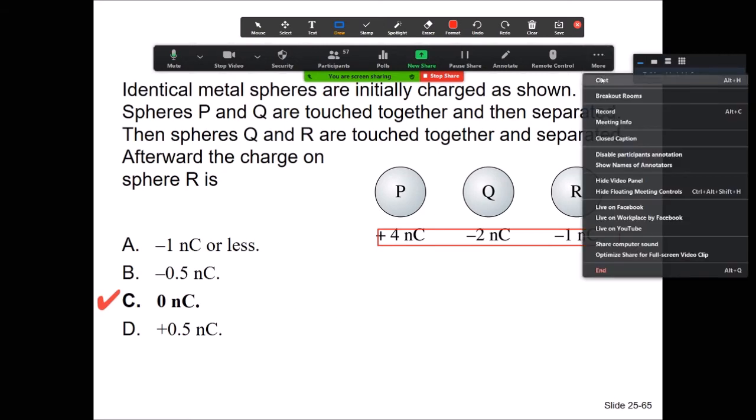So, can't destroy charge, can't create charge, unless you're God, but God doesn't really do that because he doesn't want to mess up the world.